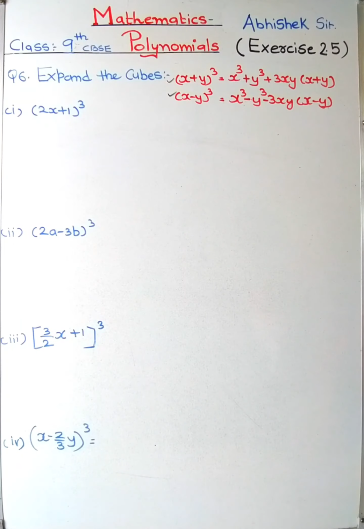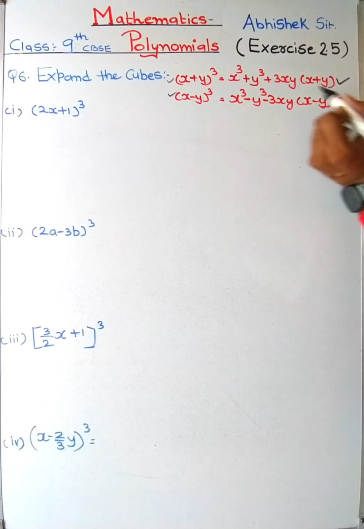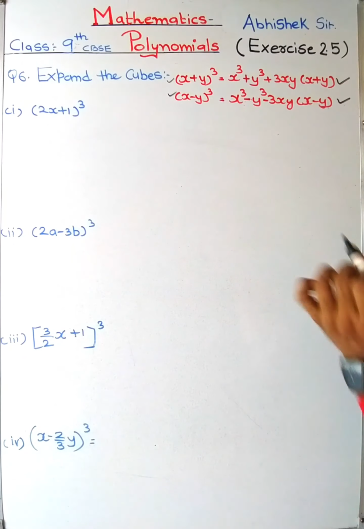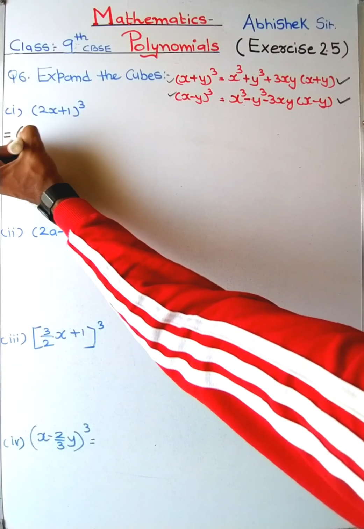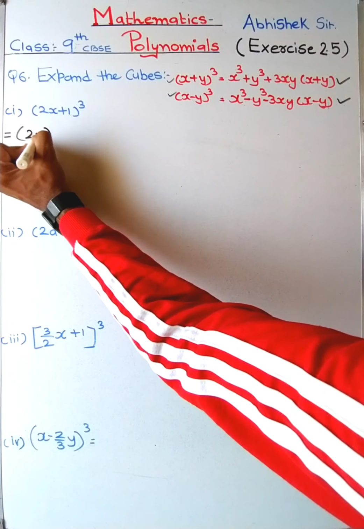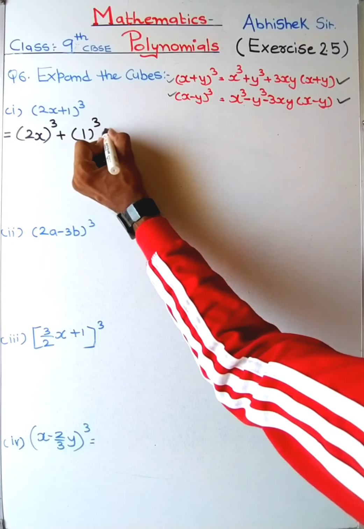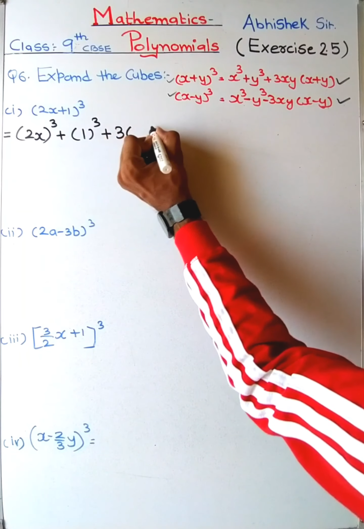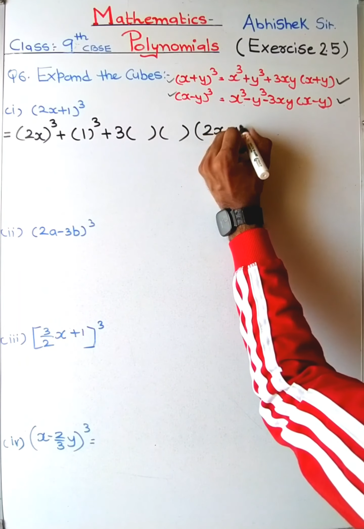So question 6 is about expanding the cubes. For our hint, I have given both the formulas. Now let us see how we can solve the first question. So here we will be cubing the first two terms and then 3 into first term, second term, repeating the bracket.